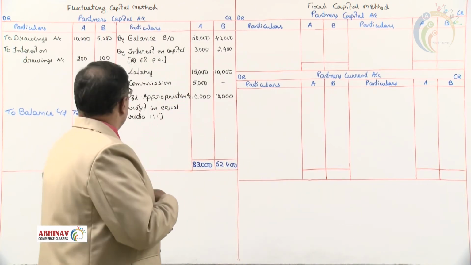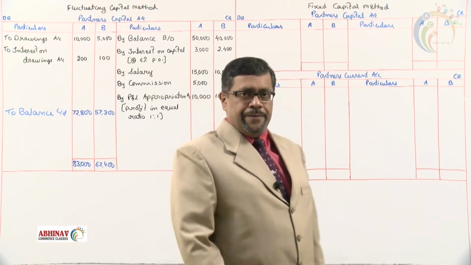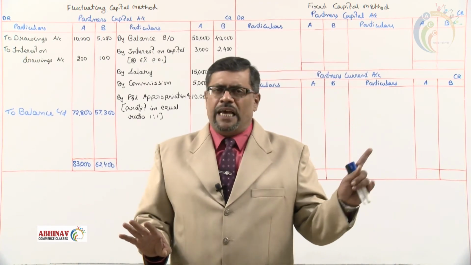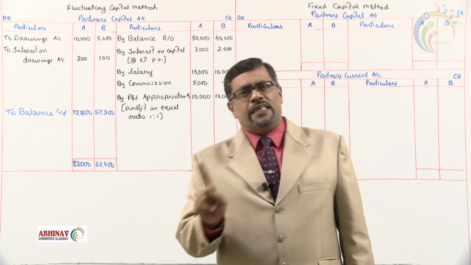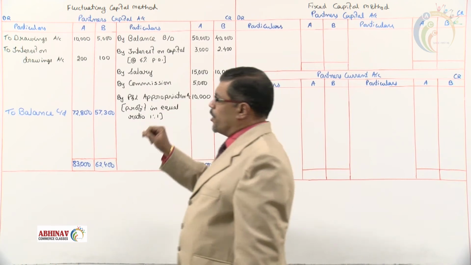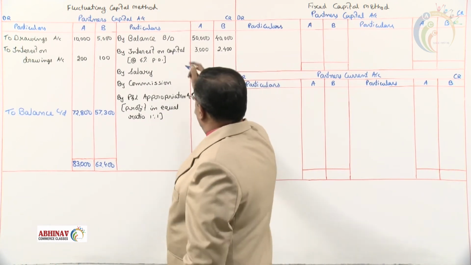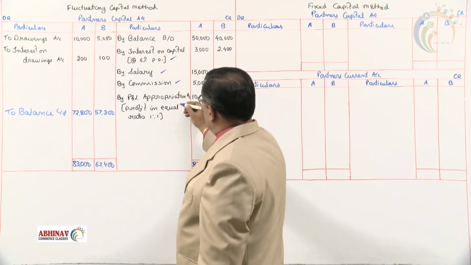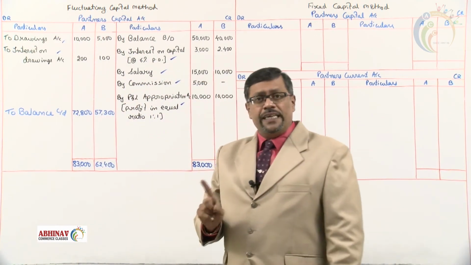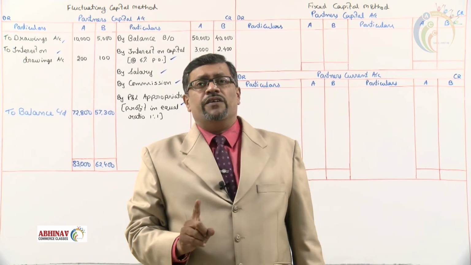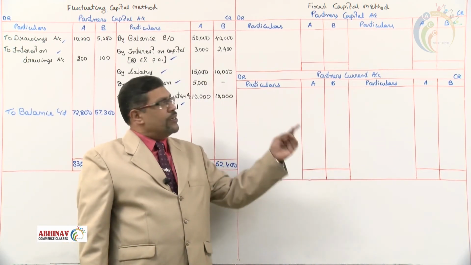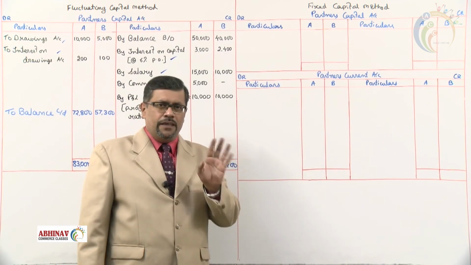Now, in the same problem, let us see the fixed capital method. Same concept. Increase in the capital, increase in liability, we credit. Decrease in the capital, decrease in liability, we debit. The only change is, the adjustments we record, like interest on capital, salary, commission, profit, drawings, interest on drawings, are not to be taken in the capital account. Then the question is where they are to be taken. For that, we open a separate account called the partners' current account. In capital, only capital.